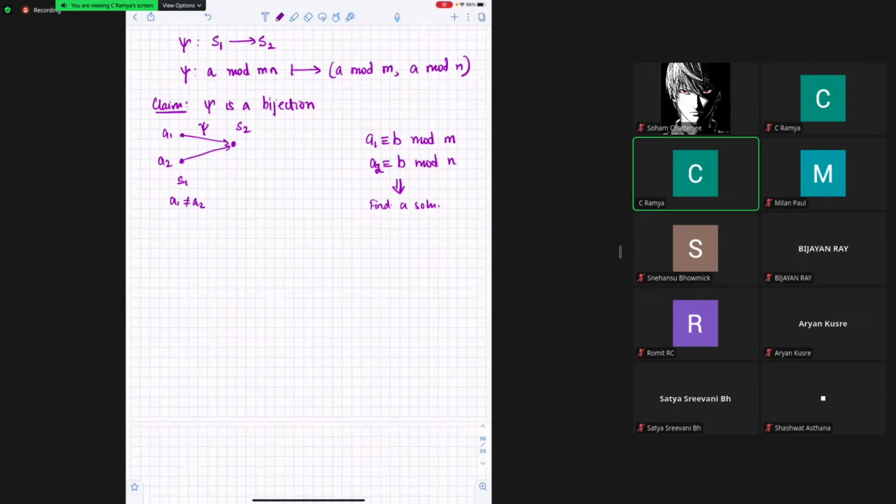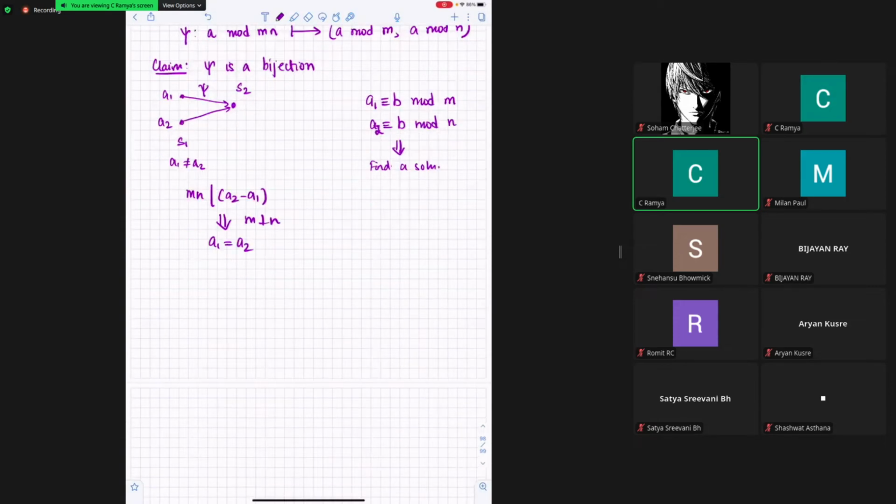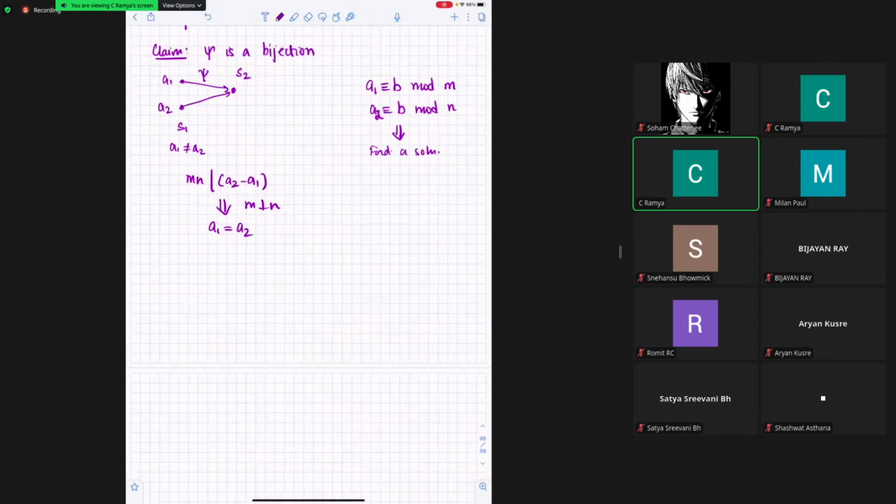But another way to see what he said was that we know that the GCD of A1 with MN is 1, A2 with MN is 1. So MN divides A2 minus A1. Okay, so when M and N are co-prime, this would imply that A1 should be equal to A2, because all prime factors of MN divide A1 and also divide A2, and they are co-prime. So A1 should be equal to A2. So this is why you need this requirement of co-primality to show that it is onto.